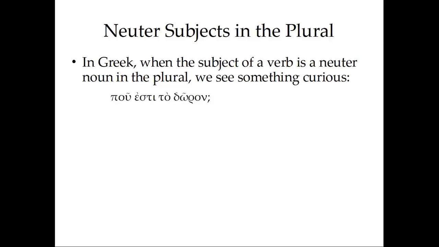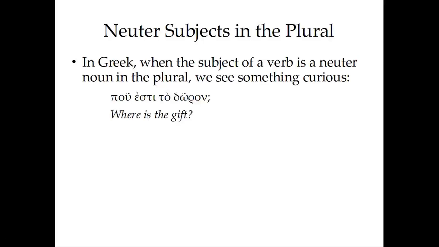Pou este tadoron. Pou means where. Este means he, she, or it is. And tadoron is here in the nominative or accusative singular case. We can't really tell just by looking at it, but from context, we know that this is the subject. So, where is the gift? This is a very basic question.